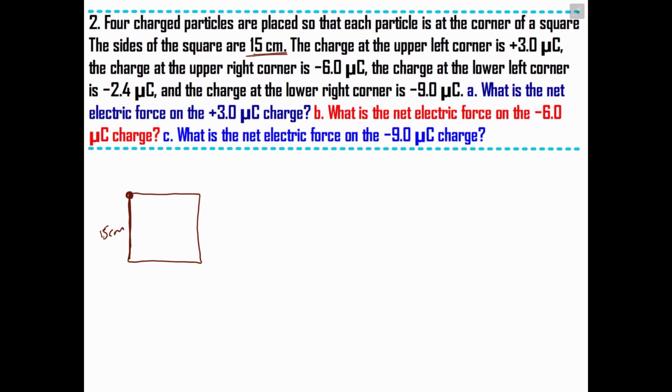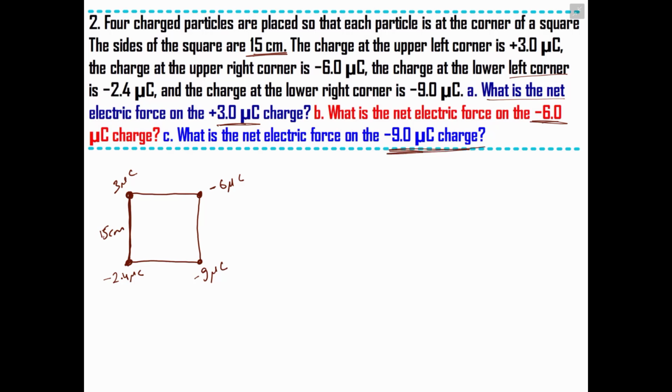The upper left corner charge is 3 microcoulomb, and the charge at the upper right is -6 microcoulomb. Lower left charge is -2.4 microcoulomb. Lower right is -9 microcoulomb. At A, it's asking what is the net electric force on the 3 microcoulomb charge. B, what is the net electric force on the -6 microcoulomb. At C, what is the net electric force on the -9 microcoulomb charge.